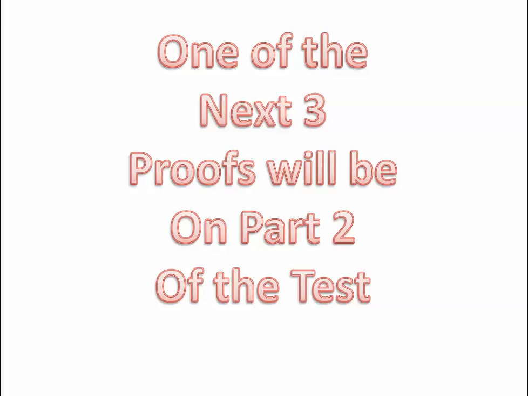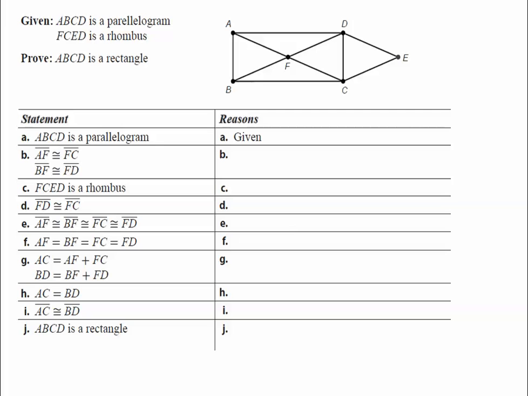Now, one of the next 3 proofs is going to be on part 2 of the test. Y'all haven't been doing that great on the proofs, although I am proud of you for trying. So I thought I would help you out on this test by giving you some ideas of what it's going to be. So here is one that's given ABCD as a parallelogram and FCED as a rhombus. They want us to prove that ABCD is a rectangle. I'm not going to go through this in detail because it would make the video way too long, but I do have the reasons listed here.